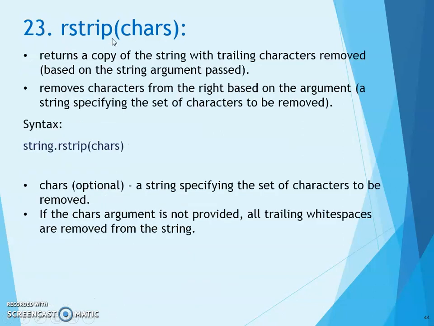Next is rstrip. And again we are passing the characters. This function will return us the string with trailing characters removed. All the trailing characters, or right-hand side characters, will be removed based on the chars that we are specifying. It is working exactly the same as lstrip. In lstrip all the leading characters were removed, and in rstrip all the trailing characters are removed depending upon the parameter we are passing as chars.